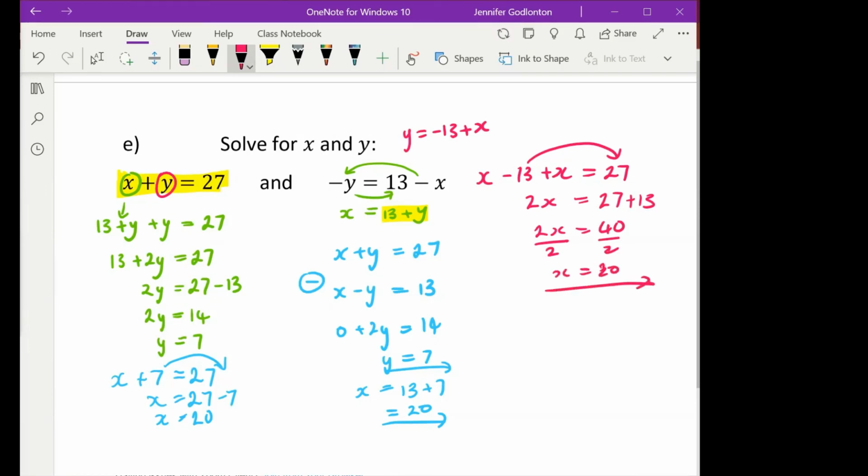Yes, ma'am. But why do you guys have a y and I have an x? It doesn't matter which one you have. It just means you've isolated a different variable, but it's totally fine to isolate y instead of x. That doesn't matter. Oh, okay, ma'am. Thank you, ma'am.